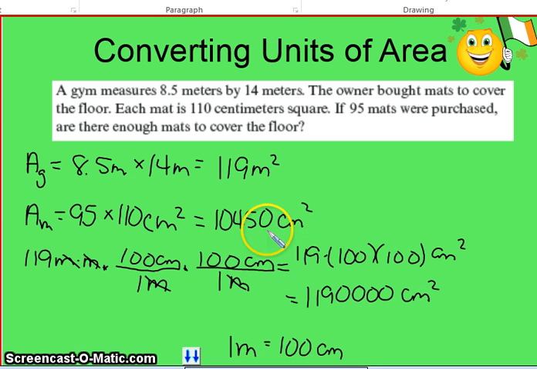Are there enough mats to cover the floor? Definitely not. So our answer here, the question is, if those mats were purchased, are there enough mats to cover the floor? The answer is no, there are not enough mats to cover the floor.